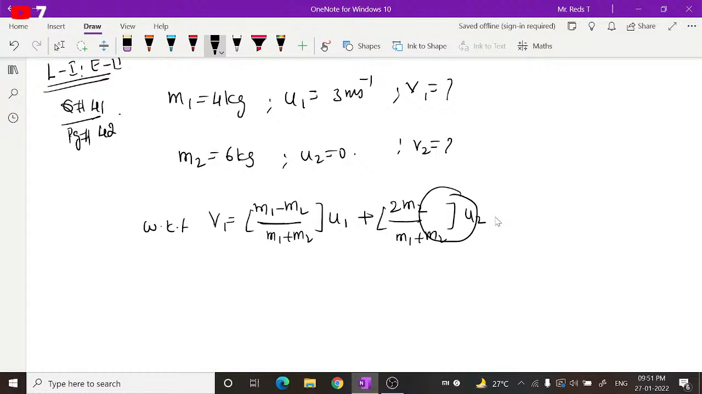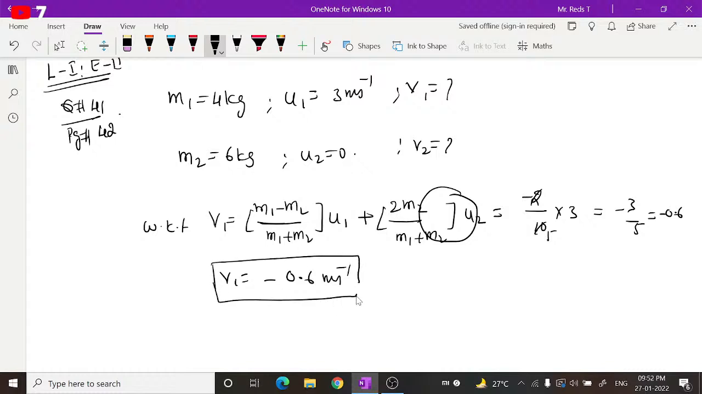So we can write this, substituting the values: M1 minus M2. M1 is 4, M2 is 6, 4 minus 6 is minus 2, divided by M1 plus M2, which is 10, into U1 which is 3. So 2 5s, so minus 3 by 5. Minus 3 by 5 means minus 0.6. So V1 is equal to minus 0.6 meter per second.